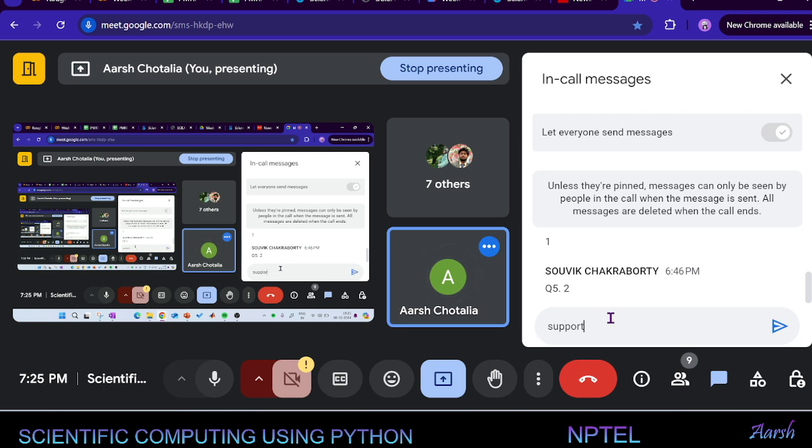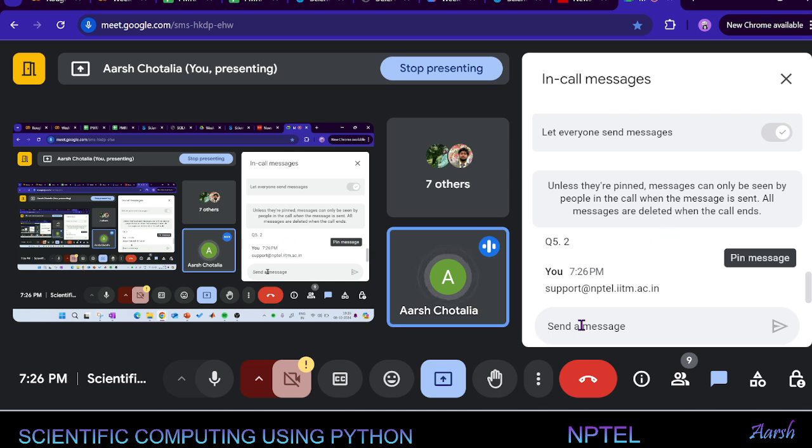Support at nptel.iitm.ac.in. So this was the response from Professor Mahendra Verma. I'm just reading out. I talked to NPTEL re-exam. They do not want to change the date. Ask the students to write to NPTEL Chennai directly. Okay, and this was the email. So if you have any questions, you can directly shoot an email to this one. Okay.